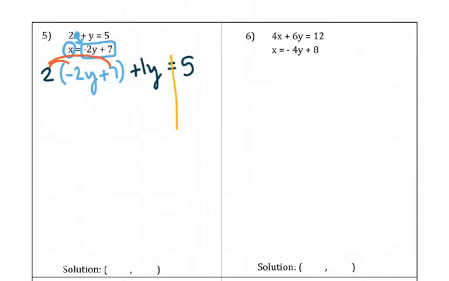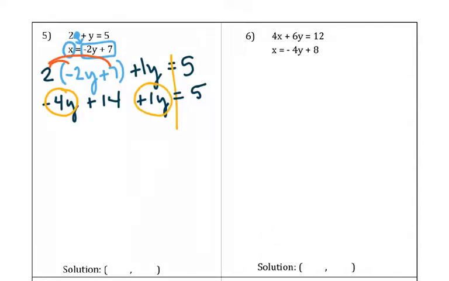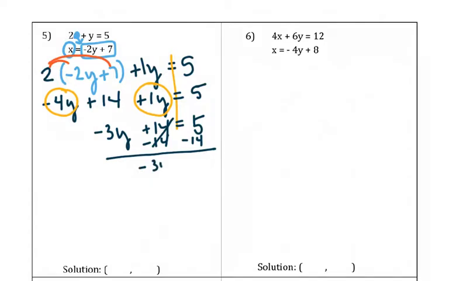A number in front of parentheses gets to multiply. So negative 4y plus 14 plus 1y equals 5. Now I combine like terms. Negative 4 plus 1 is negative 3y plus 14 equals 5. To get y by itself, we move the number first. I'm going to subtract 14. Negative 3y equals 5 minus 14, which is negative 9.